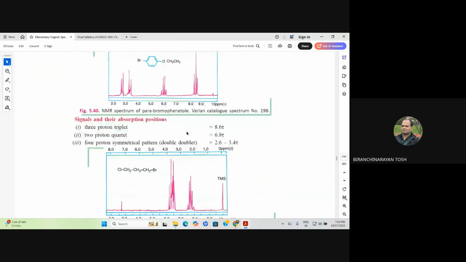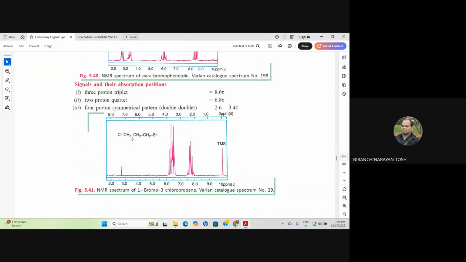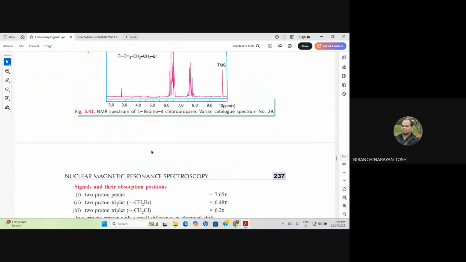Okay. Then this one, chloro and bromo, one bromo three chloro propane. So how many types of proton? Three types of proton, so three signals. Two proton pentet, this one first at 7.65. Then two proton triplet, two proton triplet. These two are next to chlorine and bromine.